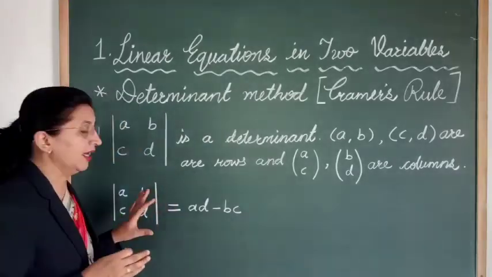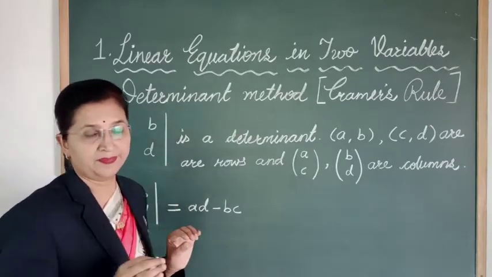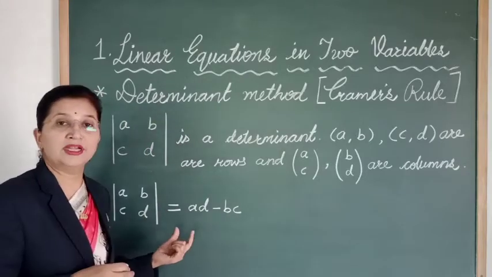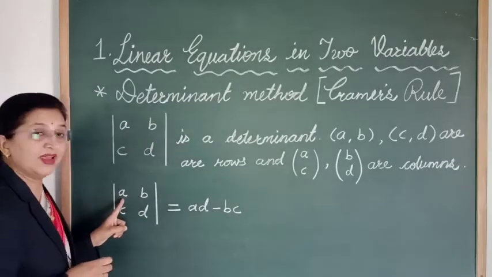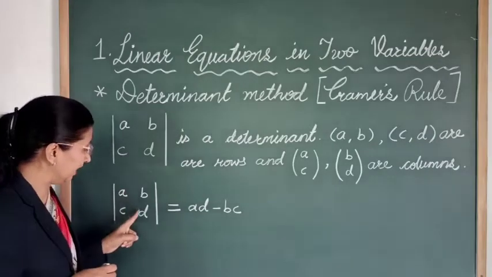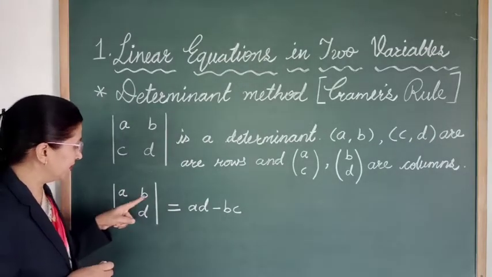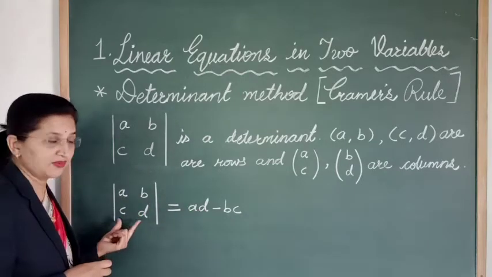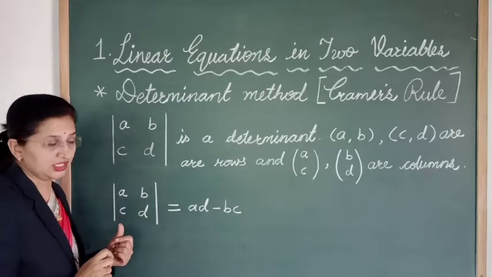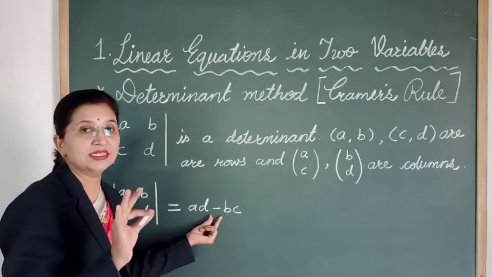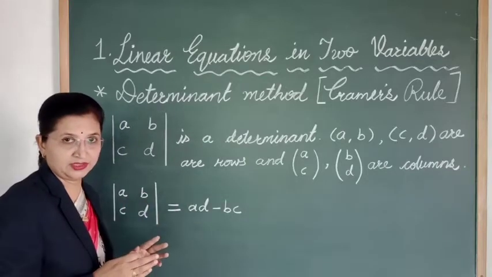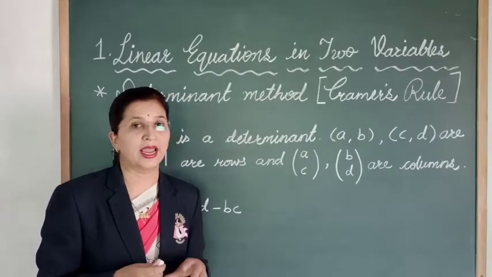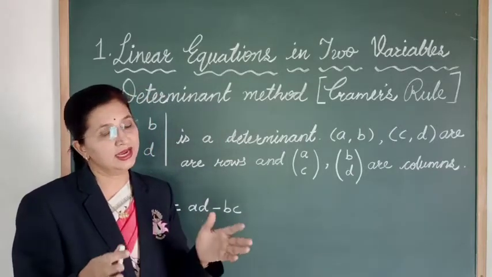Now every determinant represents a number, and that number we call its value. And how do we find the value of a determinant? We take the cross multiplication, that is A into D minus B into C. Whatever these numbers are, the difference between their cross products is the value of that determinant. Usually determinants are represented by capital letters.